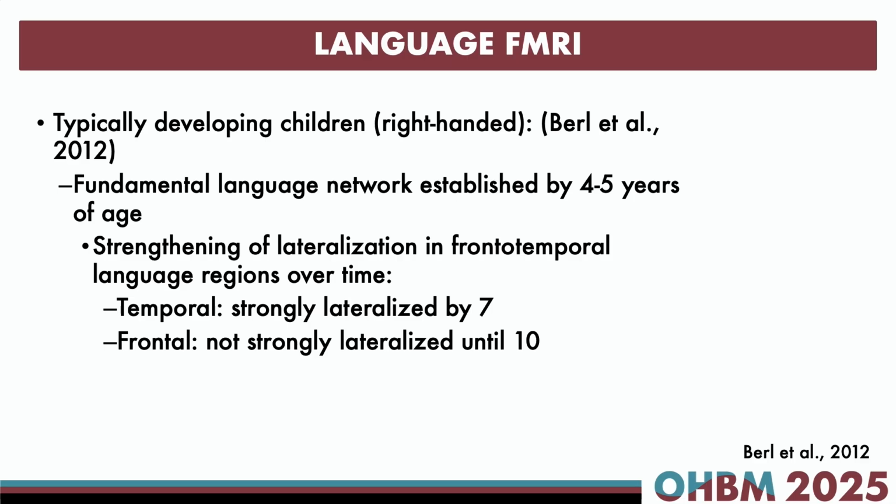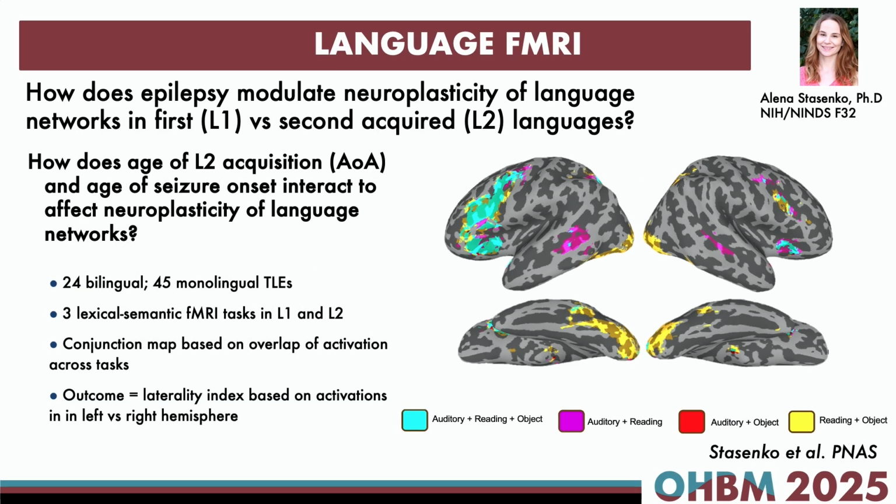So Madison Burrell in my group published a paper in Human Brain Mapping in 2012, looking at typically developing people with some of these language tasks, and found that by 4 to 5, we're really seeing Broca's and Wernicke's and even some laterality, left lateralized Wernicke's and Broca's, but the strengthening of that happens over time, where we expect the temporal regions to be more strongly lateralized by 7, and the frontal not until about 10. So we're always factoring that in when we're thinking about this with kids.